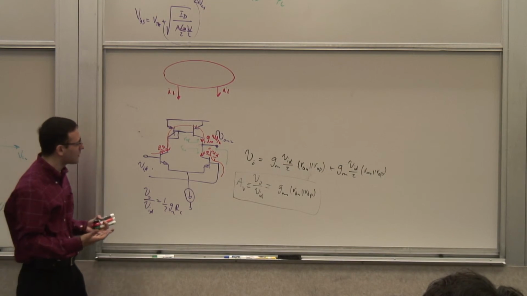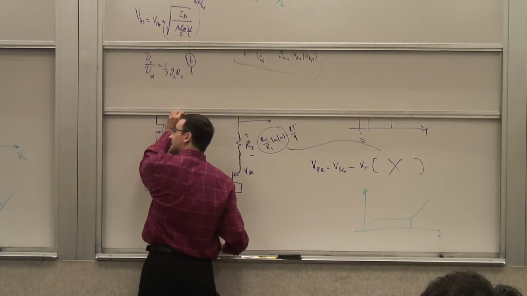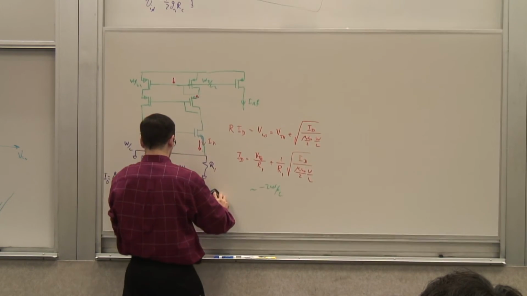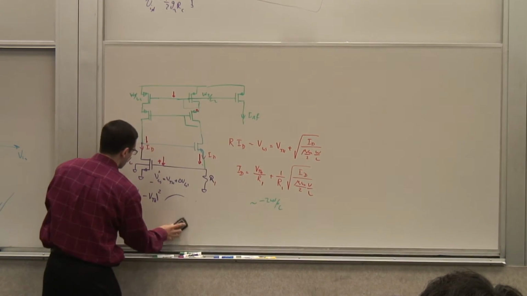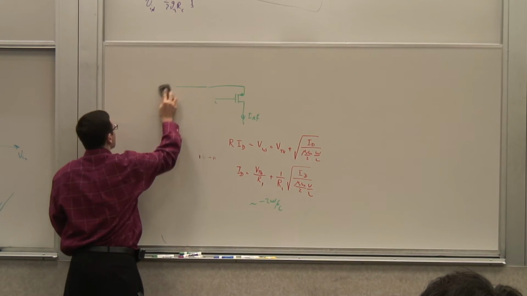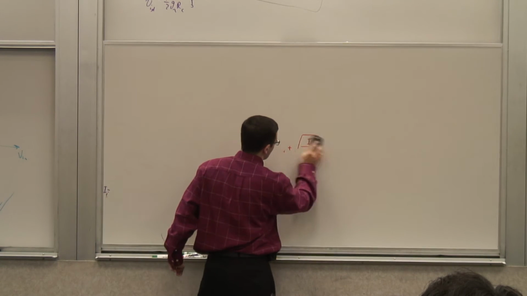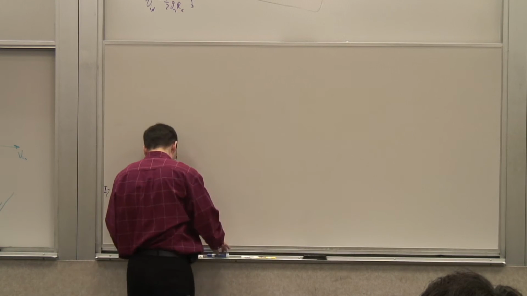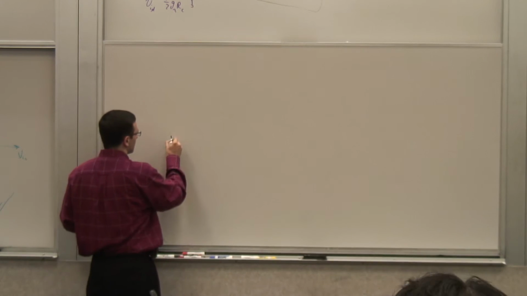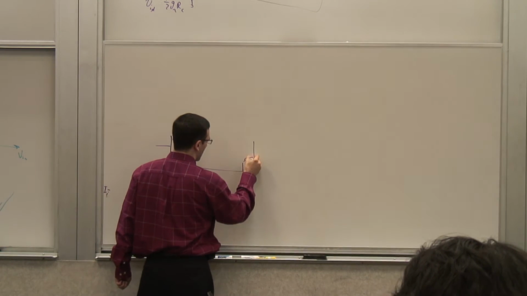Now, how about the DC level? So this is a small signal perspective. Let's look at the large signal perspective and see what kind of DC level I expect to see in this thing. So here, let's redraw that state.